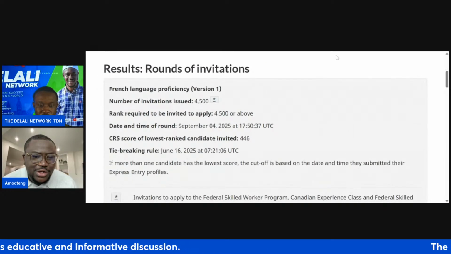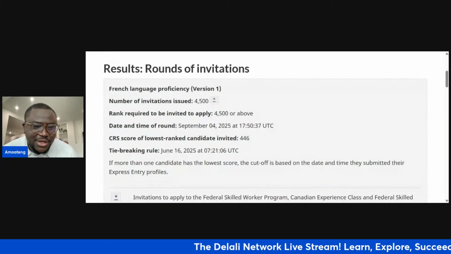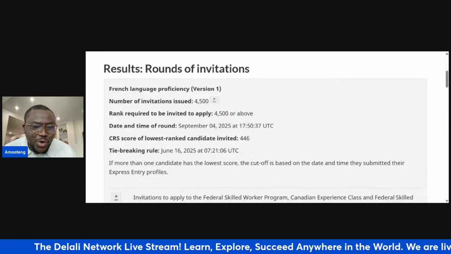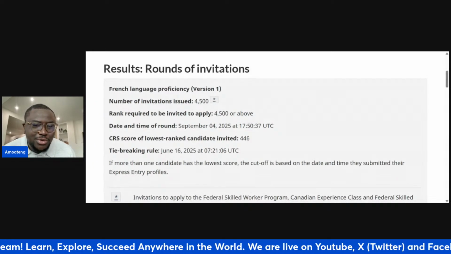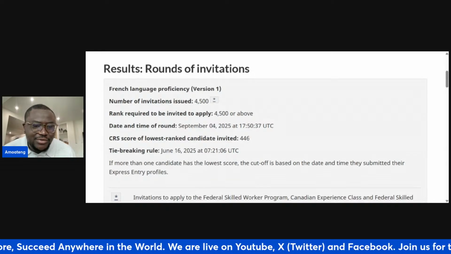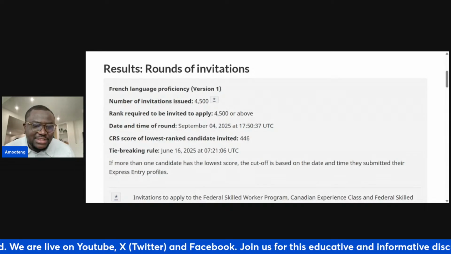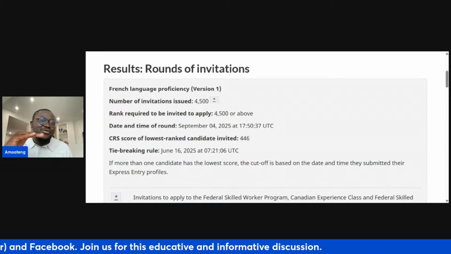So now you can see the number of invitations is 4,500, right? Those are the number of people that they invited, and the date and the time of the round. So that's the date and time. And then the lowest ranked is 446. And then the tie-breaking rule is June 16th, 2025 at that particular time. So the tie-breaking rule basically means that right now they are picking people, right? And the lowest person that rank is 446.